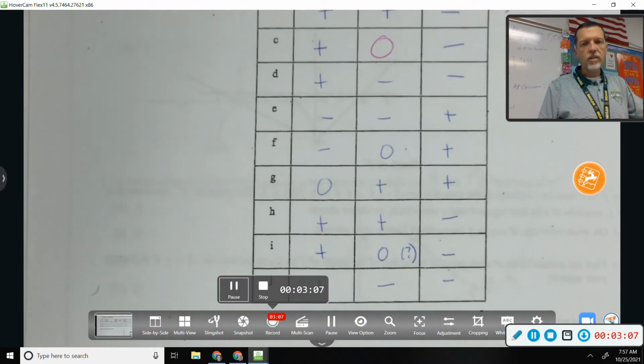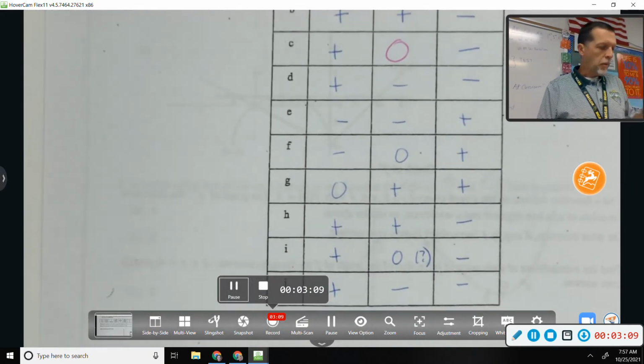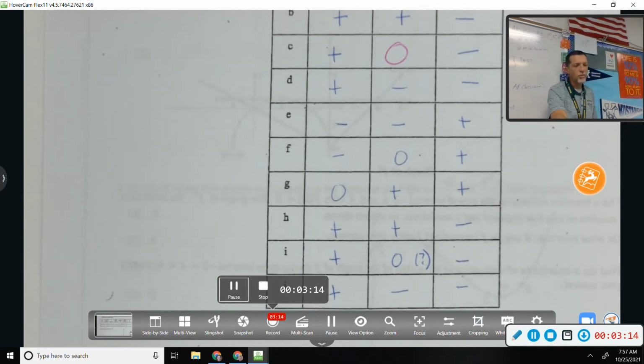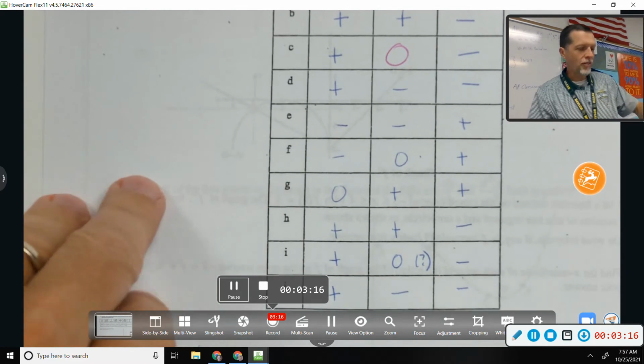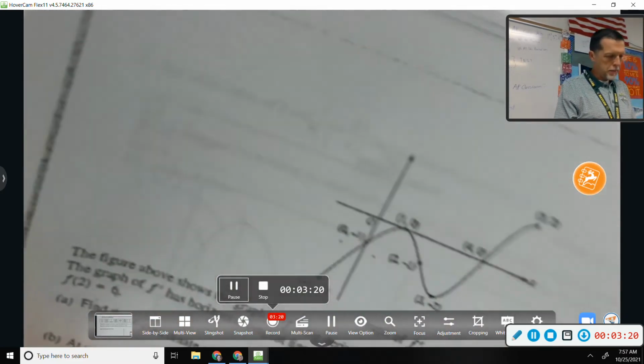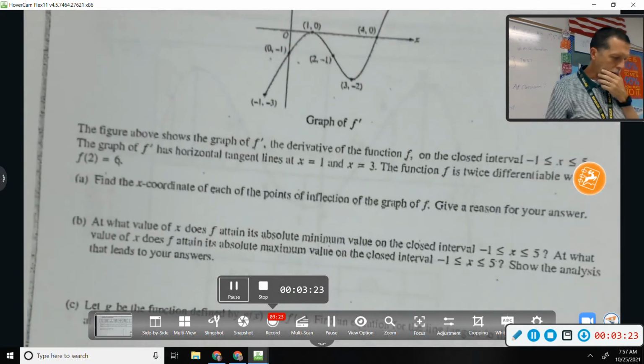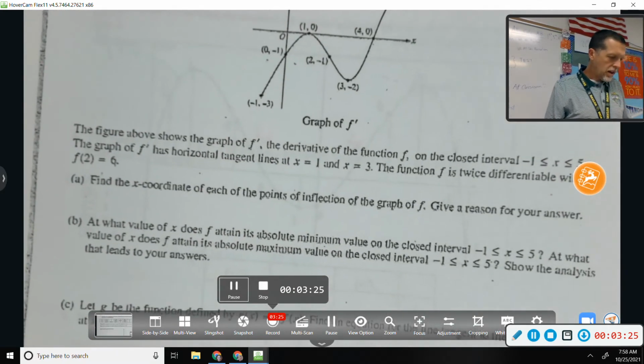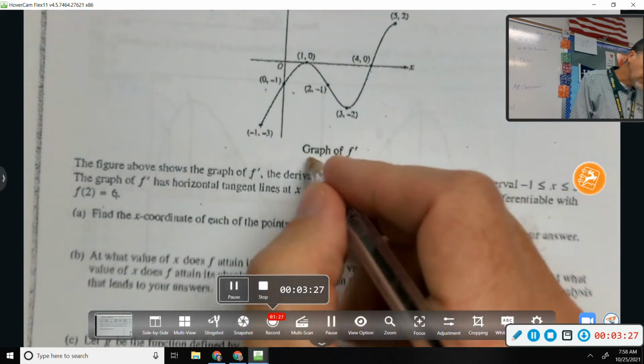So there's the answers. You want to check those. But we have to be careful about what graph we are looking at. We've looked at several f prime graphs, but then we switched back to an f graph. On the back of that page, the figure above shows the graph of f prime.